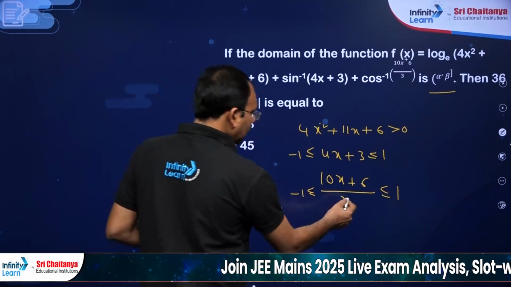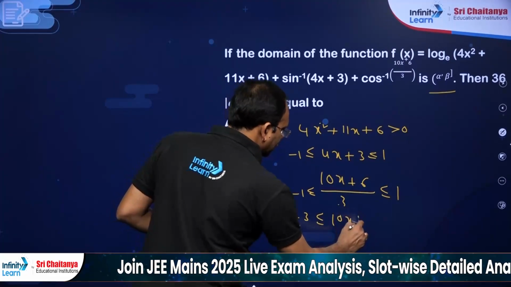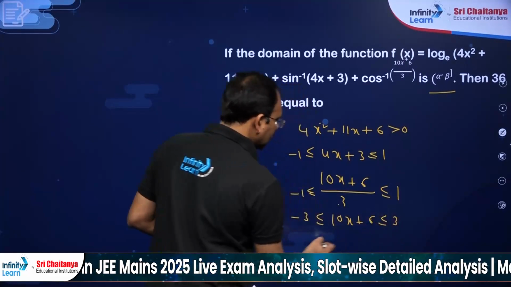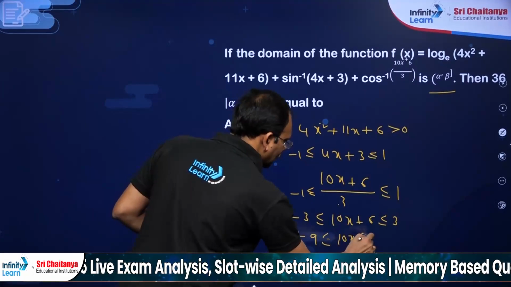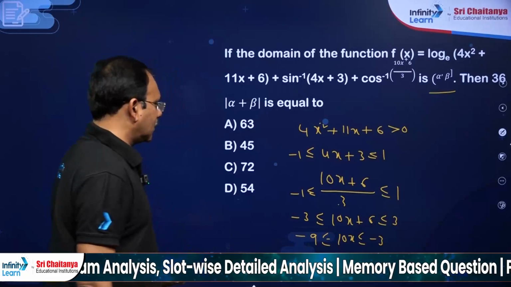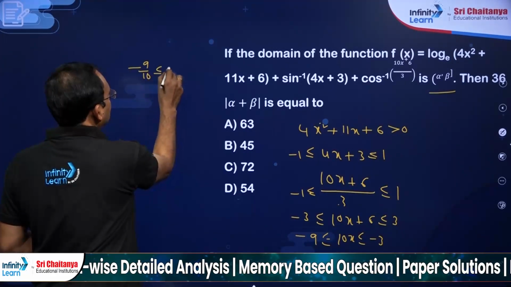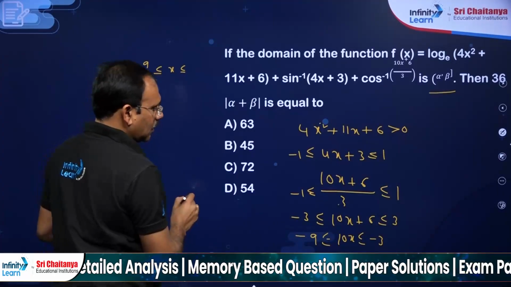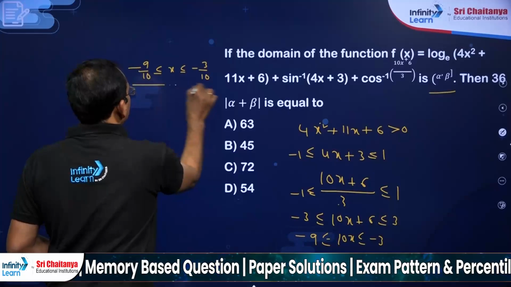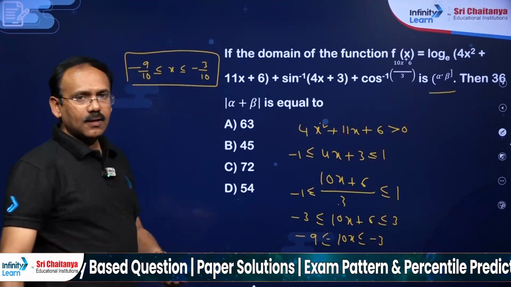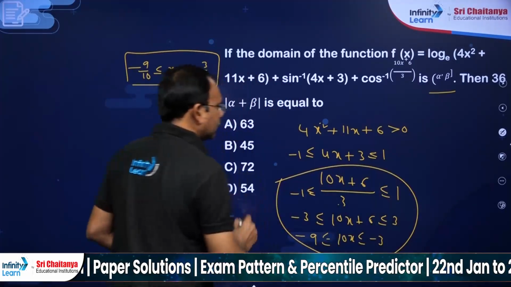This is very simple. You multiply with 3, -3 less than or equal to 10x plus 6 less than or equal to 3. Subtract 6, -9 less than or equal to 10x less than or equal to -3. Am I correct? So x must be minus 9 by 10 less than or equal to x less than or equal to, if you divide with 10, minus 3 by 10. This is one of the results, observations you will get from the third one.